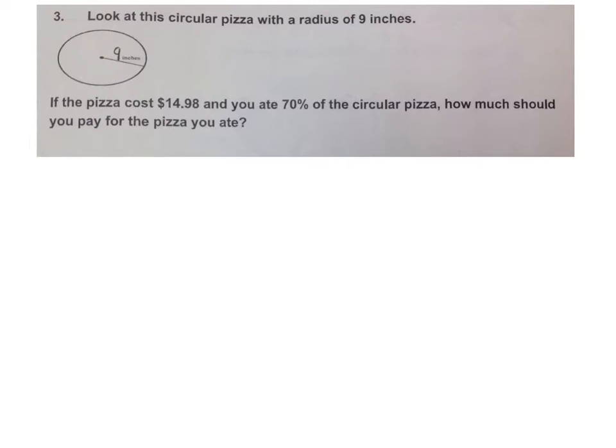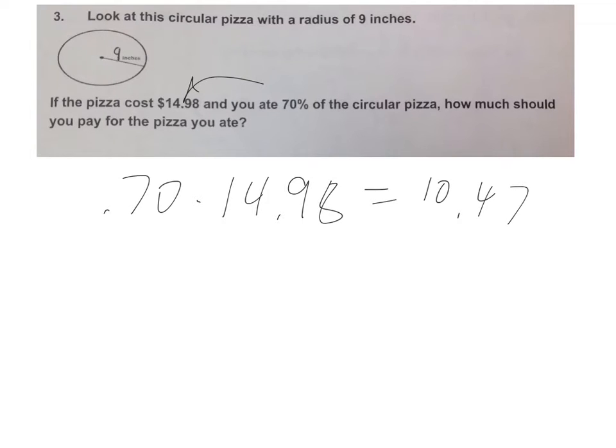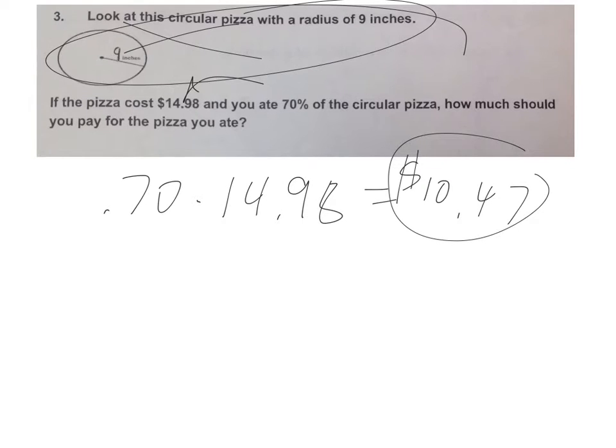Number 3. Look at the circular pizza with a radius of 9 inches. If the pizza costs $14.98 and you ate 70% of the circular pizza, how much should you pay for the pizza you ate? Well, that means you should pay 70% of that cost. So all you're going to do here is 0.70 times $14.98, and you're going to end up rounding that, but it's going to be $10.47 is how much you should pay. So all this information up here is just extra, just messing with you. All right, let's go to the next one.